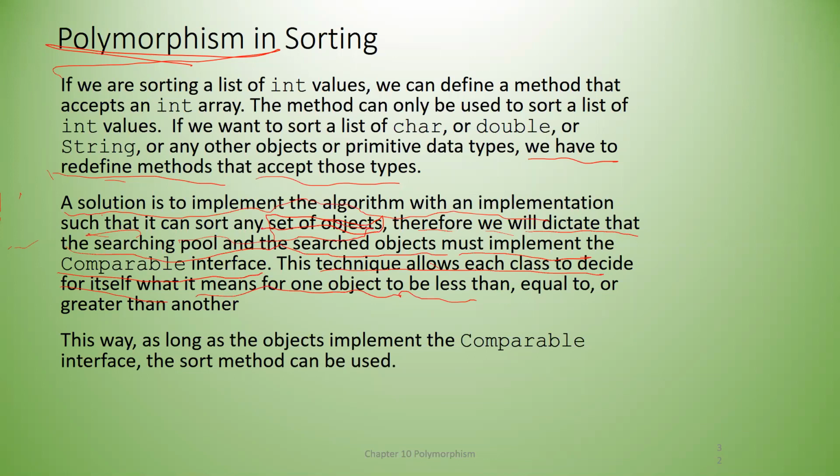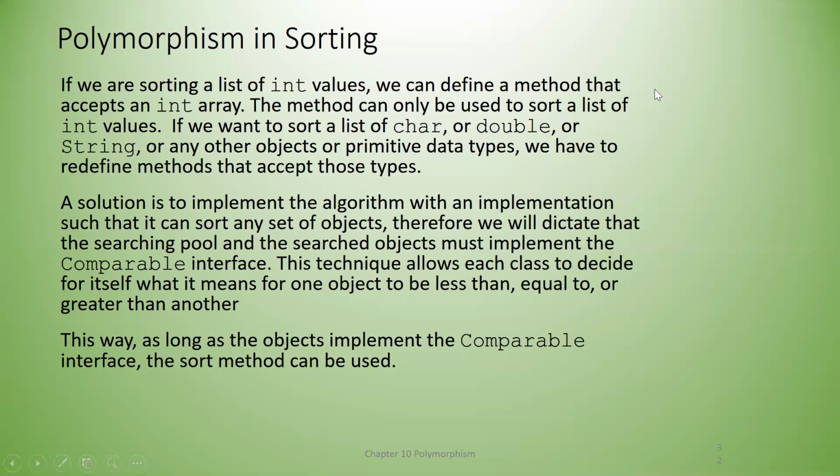So if your method says, I'm not accepting only an int, I'm not only accepting a char, I'm not only accepting a string, I'm accepting anything that's comparable, I will be able to sort you. So you do not have to redefine the method with many different versions. You use this one version of sort, then if your object implements comparable, I can sort you. That's what this is saying. This way, as long as the objects implement the comparable interface, the sort method can be used. Okay. Do you kind of understand this page, everyone?